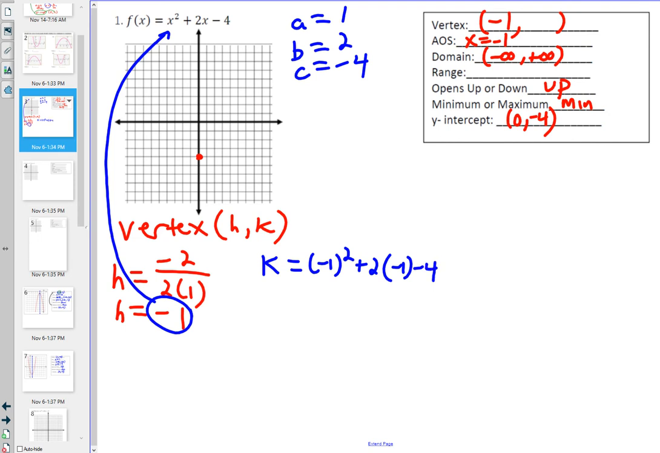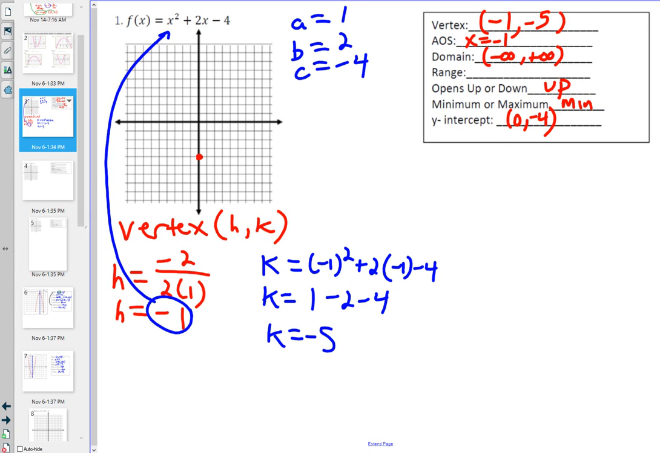What's -1 squared? +1, good. 2 times -1 is -2, -4. So my k is -5. I can now answer the second part here. This is -5. And then I can also answer the range. Because that -5 is going to be a minimum, that's how low the graph is going to go, what would the range be?